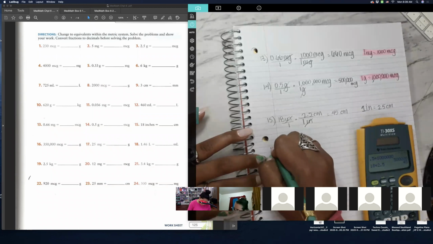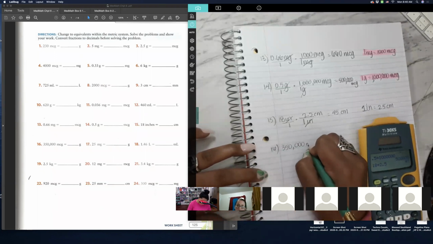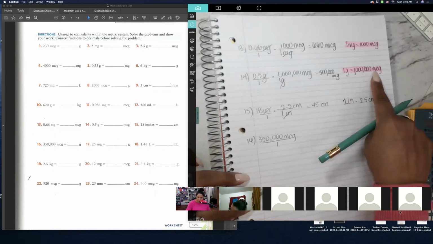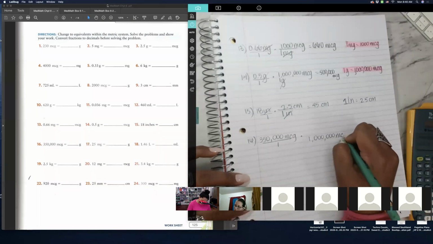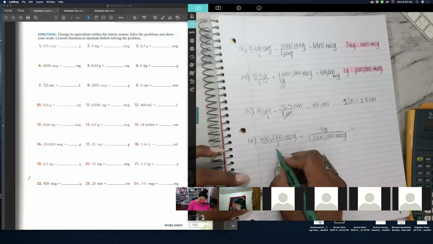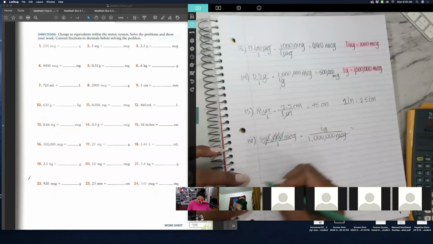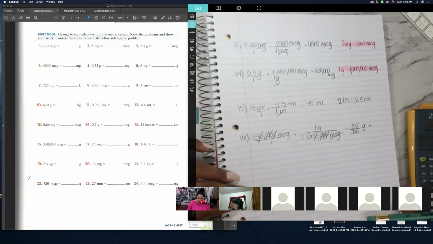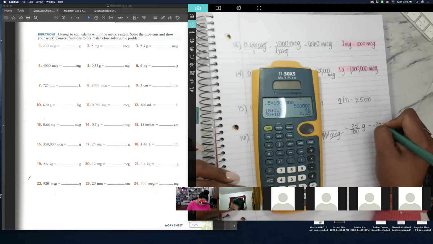All right, 16 is asking us to convert 350,000 micrograms to grams. And we know that 1 gram is equal to 1,000,000 micrograms. So I'm going to put my 1,000,000 micrograms equals 1 gram. My unit will cancel. And then I can cancel zeros. So I have 1, 2, 3, 4 zeros. And you can cancel 1, 2, 3, 4 zeros. So I'm left with 35 over 100 grams. So just plug that into your calculator. 35 divided by 100 is going to give you 0.35 grams.